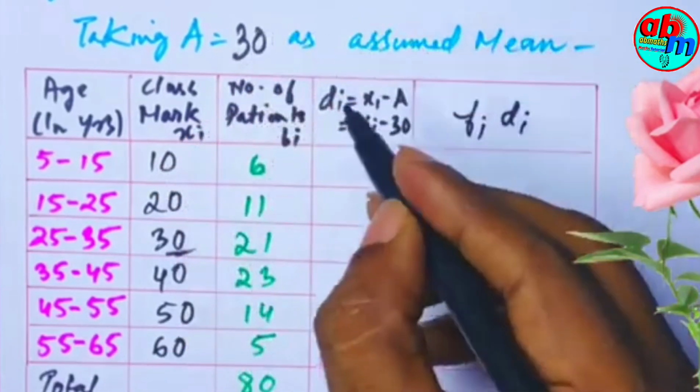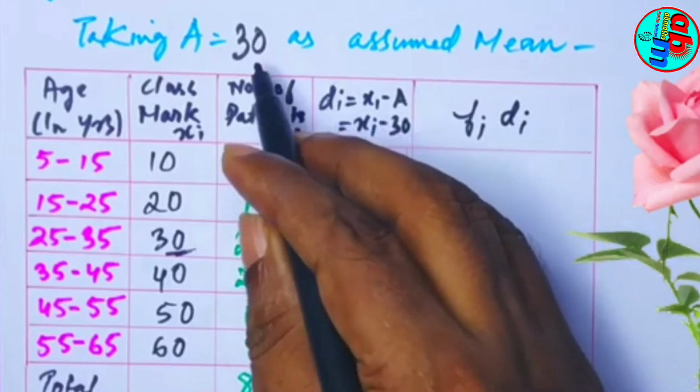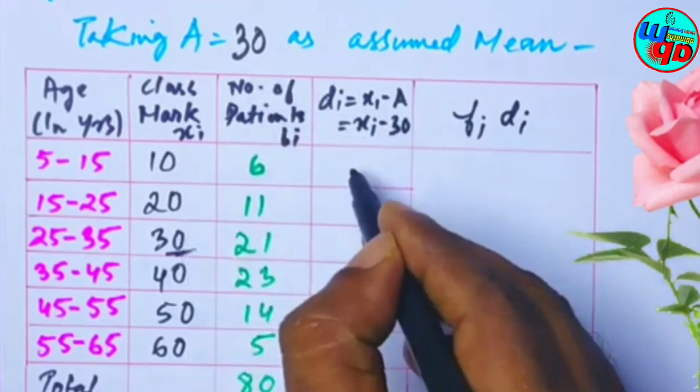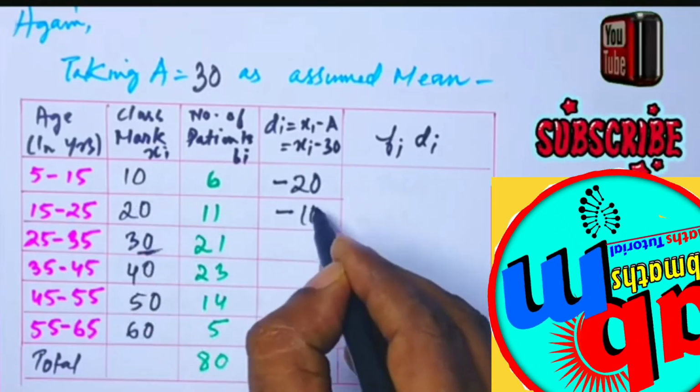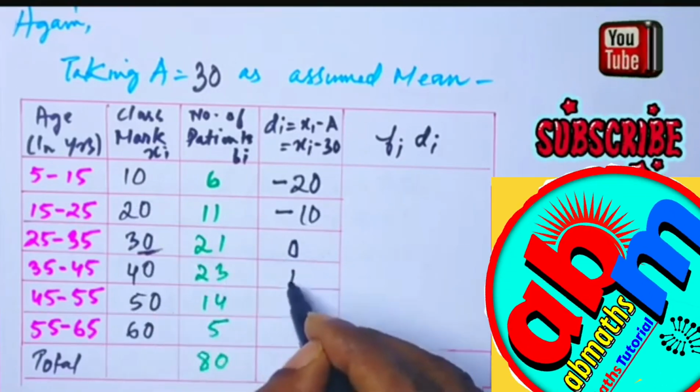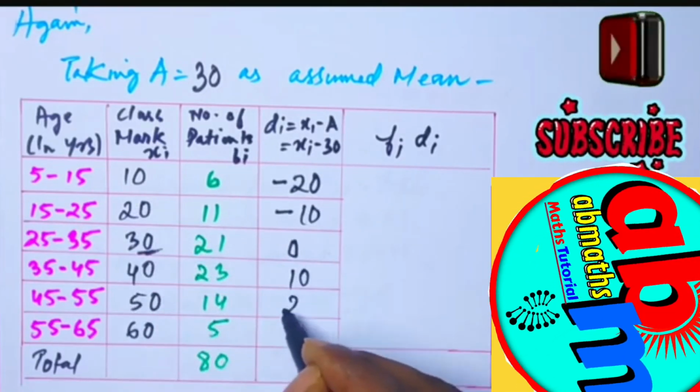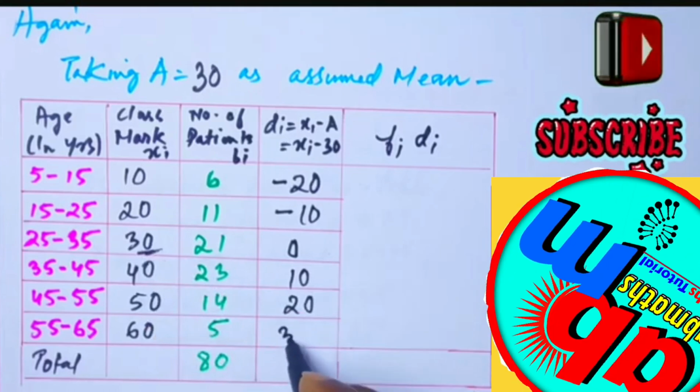And we find di, which is xi minus a, that is xi minus 30. So 10 minus 30 is minus 20. 20 minus 30 is minus 10. This is 0 here. 40 minus 30 is 10. 50 minus 30 is 20. 60 minus 30 is 30.